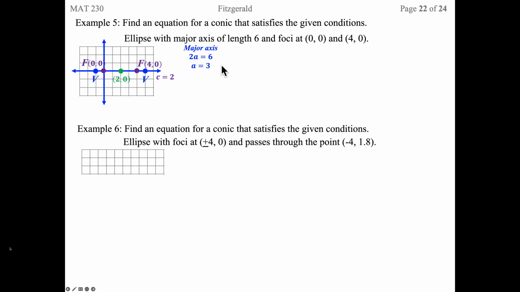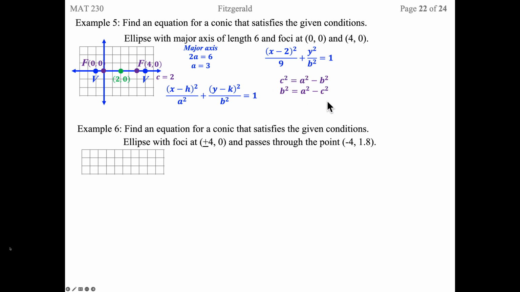So this is going to be x minus h quantity squared over a squared plus y minus k quantity squared over b squared equals 1. Put 2 in for h, 0 in for k, and we'll put 3 in for a to make this a 9. Now, we don't need to have y minus 0. We can just write that as y squared. We need to find b squared.